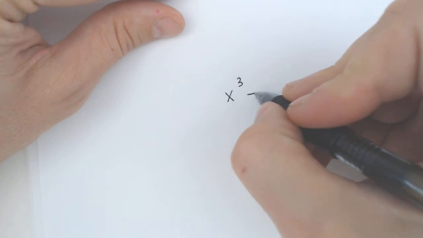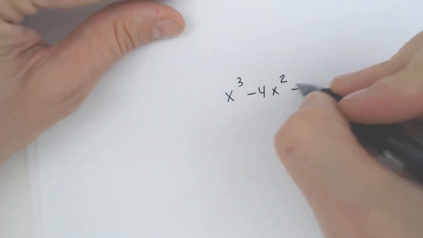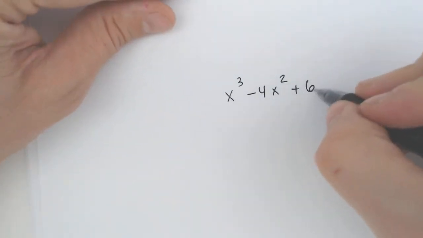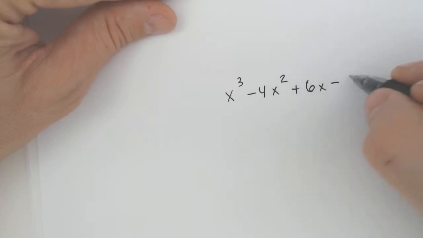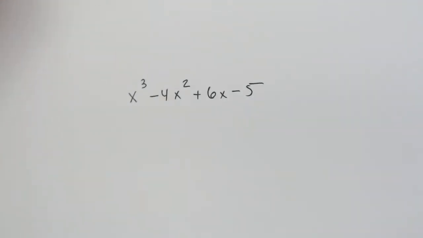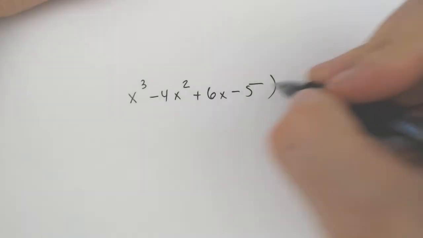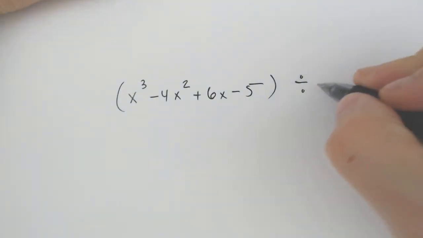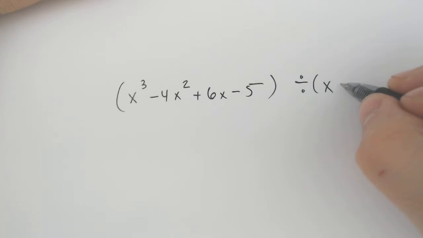Today we are going to be using synthetic division of a polynomial. So let's get into it. I've already started writing the problem. We got x to the third minus 4x squared plus 6x minus 5, and we are going to be dividing that by, let's go with x plus 2.